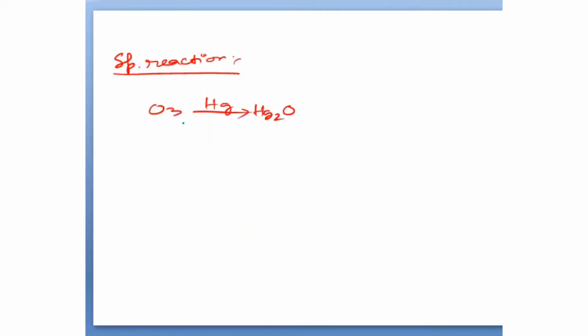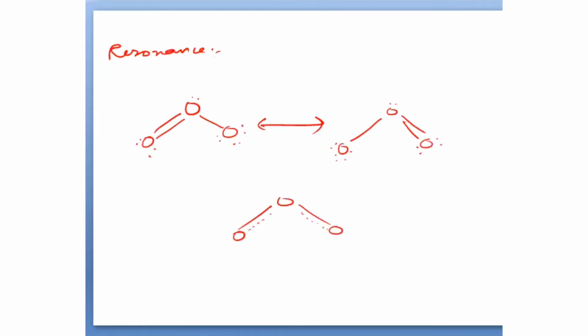Next is our special reaction, that is O3. If it is reacted with Hg, it gives us Hg2O. Why is it special? Because this is called tailing, or the test of O3. So please remember this reaction very carefully.